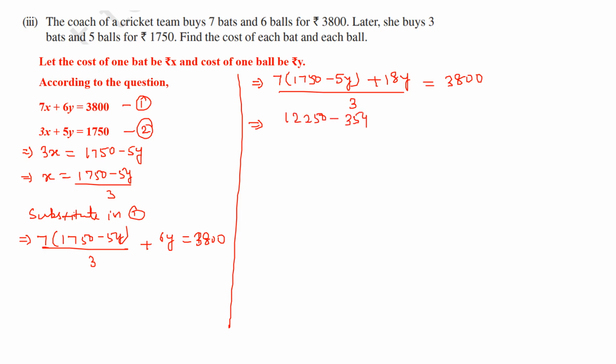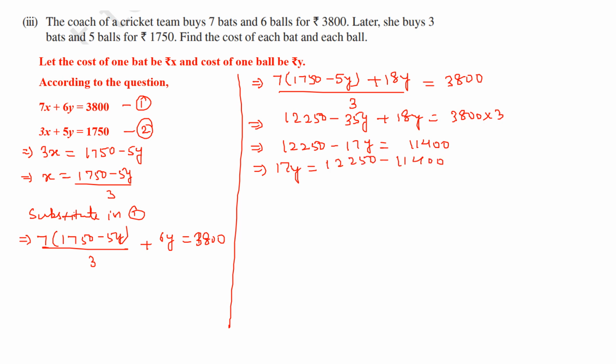Now multiply. 7 times 1,750 will give me 12,250 minus 35y plus 18y, and this division by 3, transposed, will become multiplication by 3 on the RHS. Now next, 12,250 minus 35y plus 18y is 12,250 minus 17y, and this is 11,400. So from here I will get 17y is equal to 12,250 minus 11,400, and if you subtract you will get 850. So the value of y will be 850 divided by 17, which will give me 50.